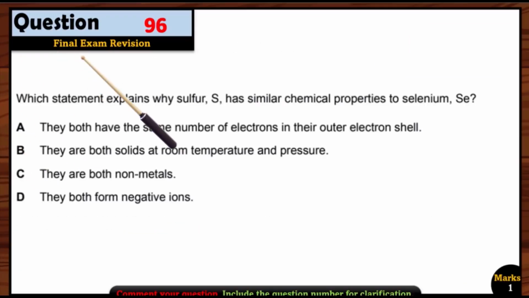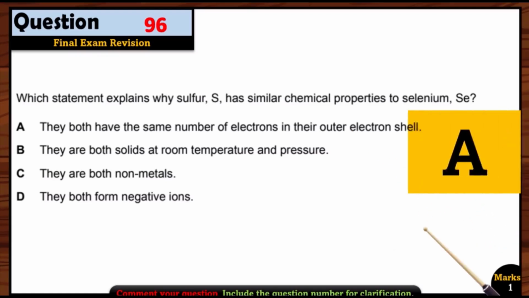Let's see question 96. Which statement explains why sulfur S has similar chemical properties to selenium? So if you look at the periodic table, both selenium and sulfur belong to the same group. It means they have the same number of outer shell electrons. That's why they have the same properties, okay? So they both have the same number of electrons in the outer shell. That is the right option. Non-metal option can also be right. Negative ions can also be a right option. But why they have similar chemical properties? The reason is because they belong to the same group. So that's why option A is a right option here.